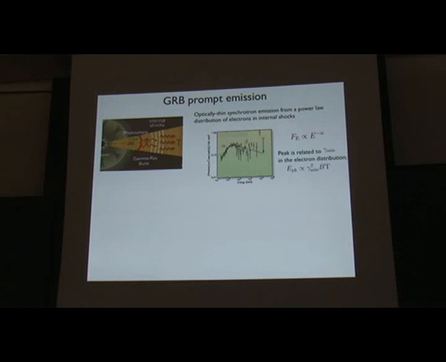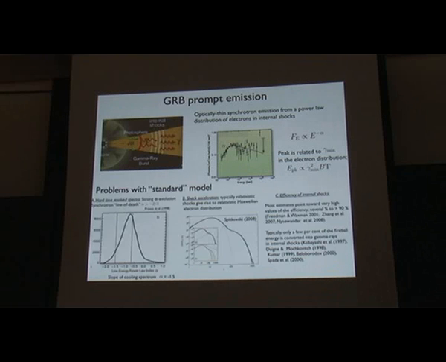Given the general appearance of the spectrum as a broken power law with a peak, here's a low energy power law index alpha and the high energy power law index beta, it is a reasonable assumption to say that the emission could be from optically thin synchrotron radiation from a power law distribution of electrons which are accelerated in the shocks. This means that the peak here is related to the minimum Lorentz factor of the electron distribution, and the high energy power law here reflects the power law distribution of electrons.